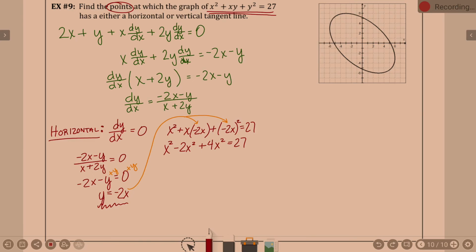x squared equals 27. 1 minus 2 plus 4 is 3, so 3x squared equals 27. x squared equals 9. Oh my god, what am I doing? Plus 1. Okay, and then you have 3x squared, divide by 3. x squared is 9. And then you take the square root, and x is plus or minus 3.